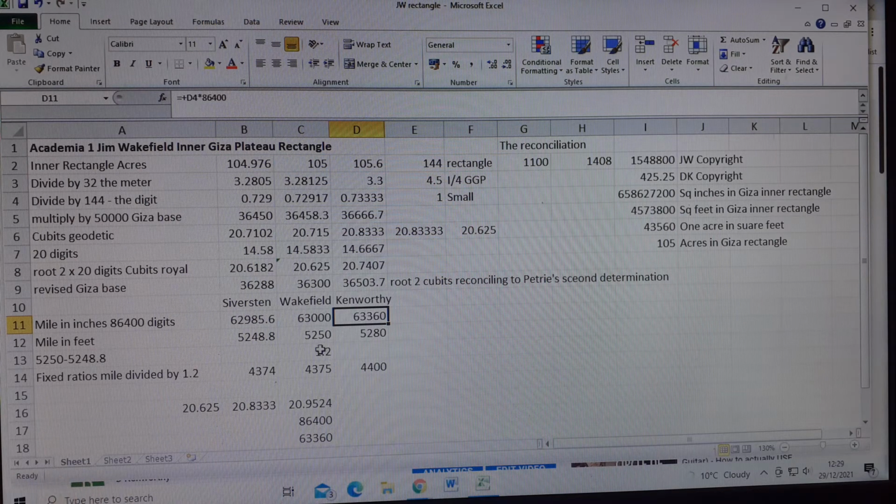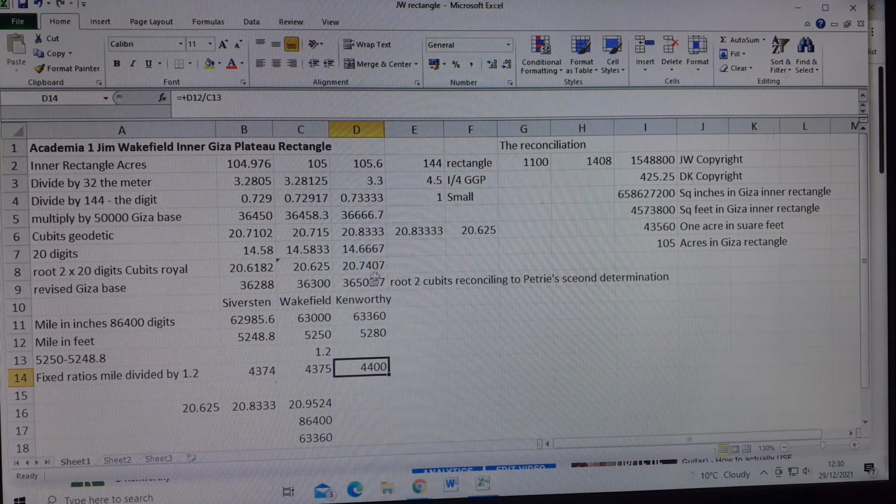Now, if we look at Jim's calculation and put it into feet, we can get the difference between these two miles, and it's 1.2 feet. So if we divide that by 1.2, we get 4374. If we divide that, we get 4375, and that 4400. And we know the Giza base, one side, is 440 cubits. And this is the base 100 system, this column.